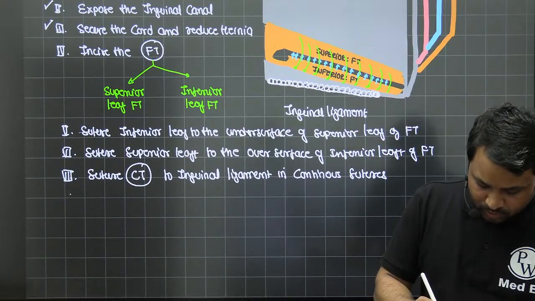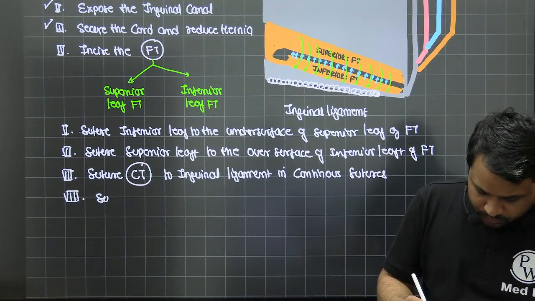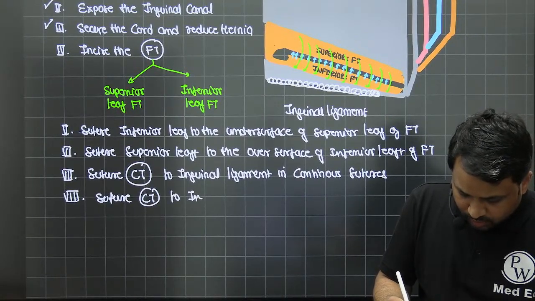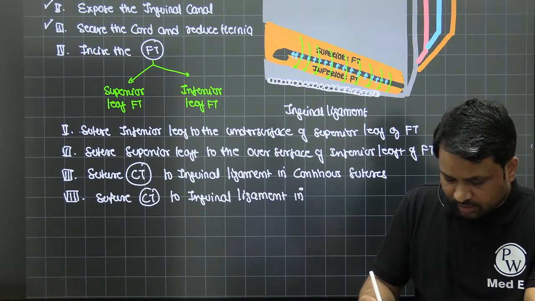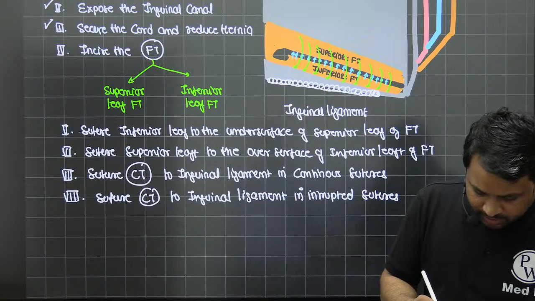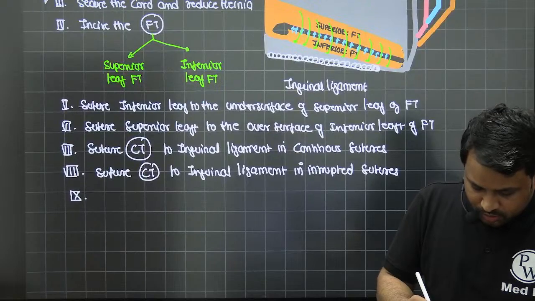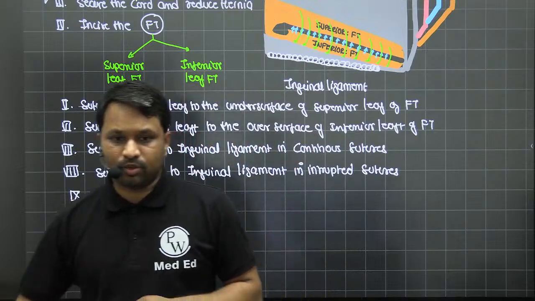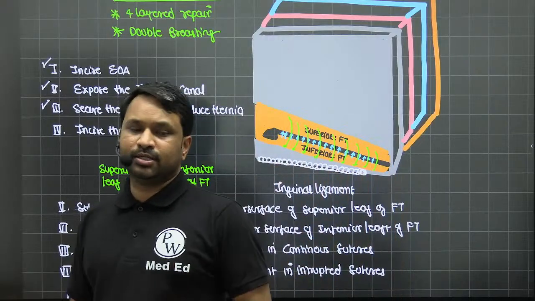And the next step is you suture the conjoint tendon to the inguinal ligament in interrupted fashion. And the last one that you have is to close the external oblique. Okay? And this is how you repair your hernias, and this is your Shouldice repair.